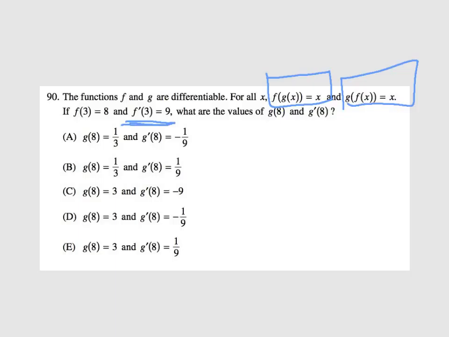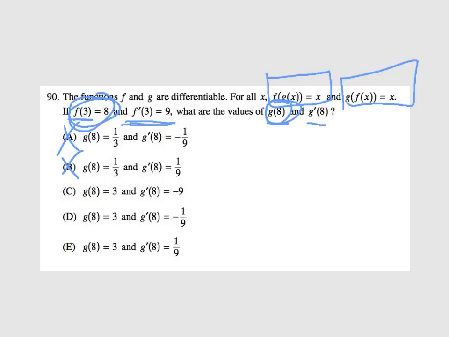concept to look at. So they're asking for the values of g of 8 and g prime of 8, and they give us the values of the other half of that inverse function. So I think we know that g of 8 is going to give 3, so it's not going to be these values here. It's going to give the opposite input to output ratio.